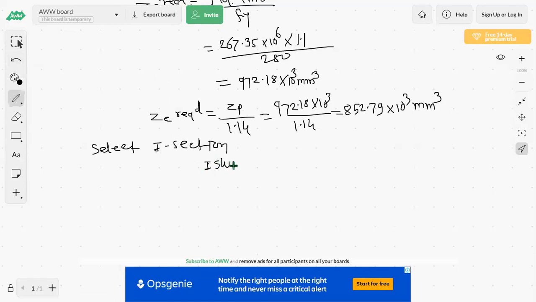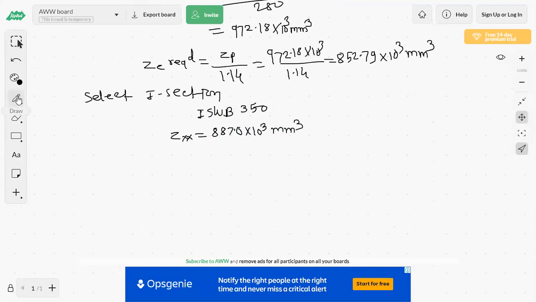ISWB 350 having Z value, ZXX value is 887.0 into 10 raised to 3 mm cube. Take this because 887 is greater than 852.